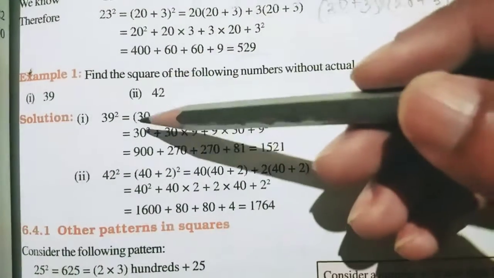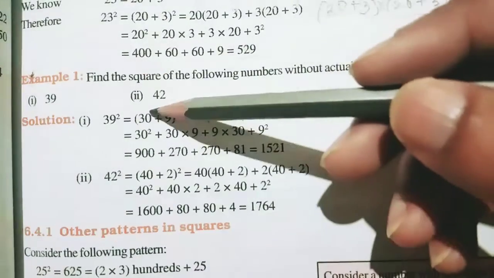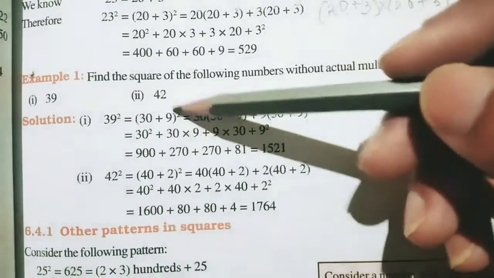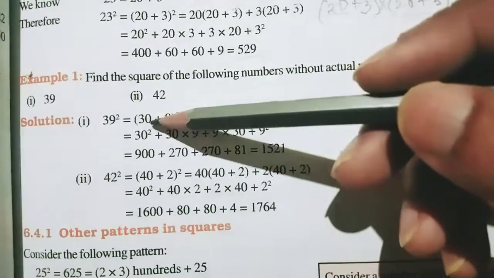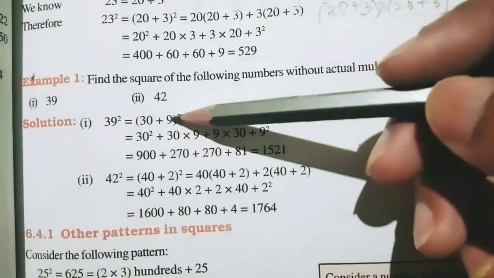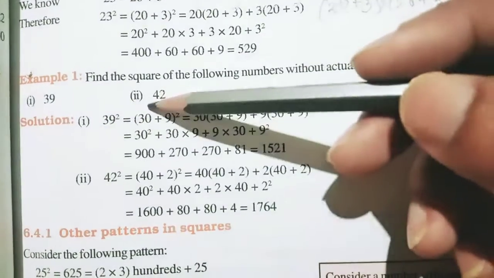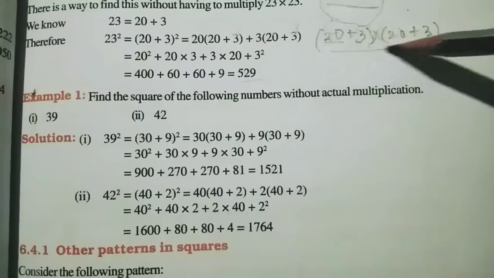So 39 can be broken into 2 parts like this, 30 plus 9. Why 30 plus 9 taken? Because here 0 is there and one single digit. You have to break that number in such a way that you know the square of those numbers.